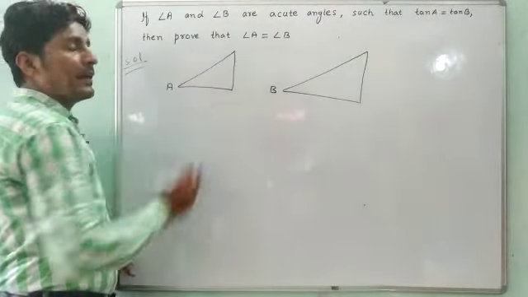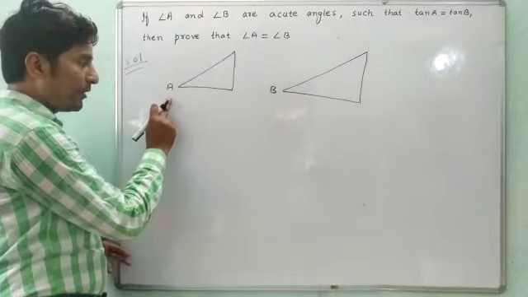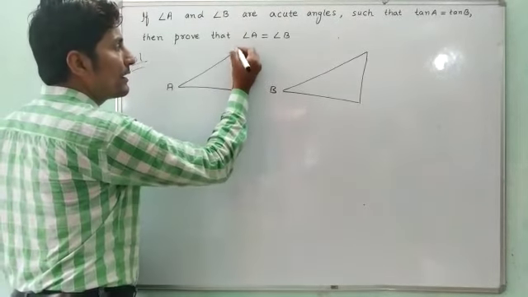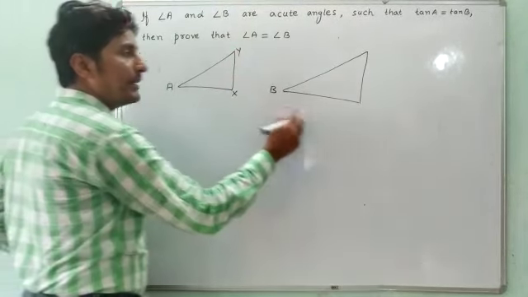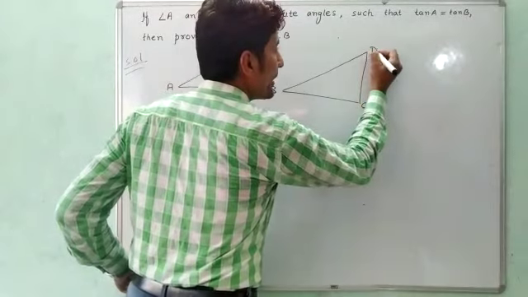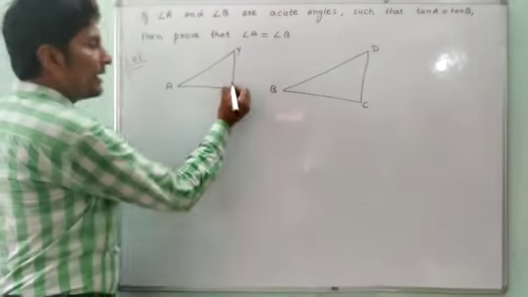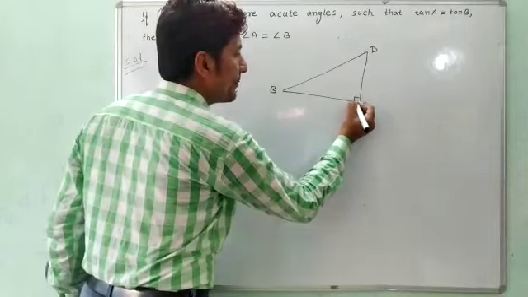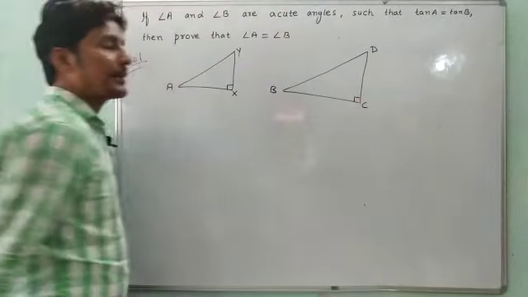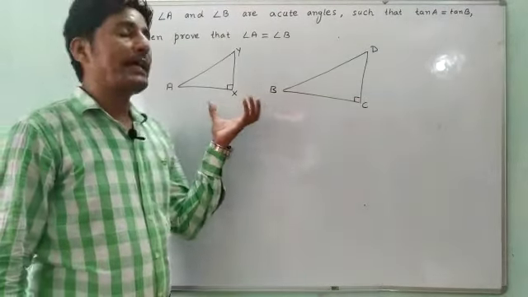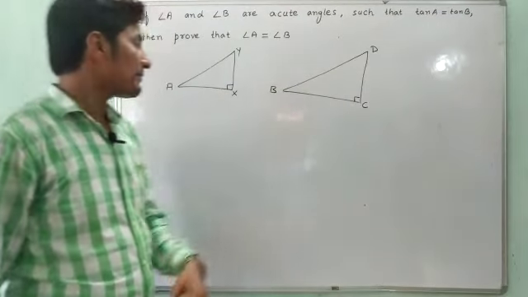Now we will name the remaining vertices. Suppose this point is A, here I am taking X, this one Y. This point is B, suppose I am taking here C, this point I am taking as D. Here suppose angle X and angle C are both equal to 90 degrees, because we have drawn two right angle triangles.